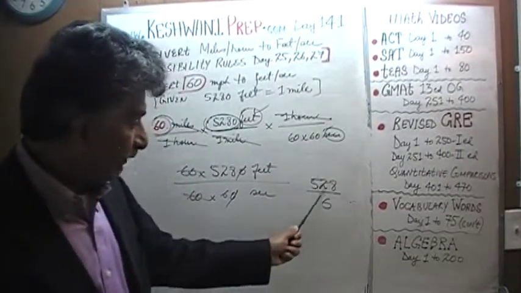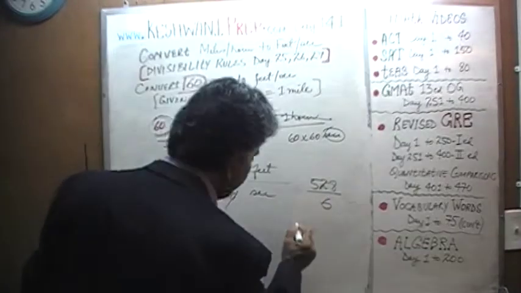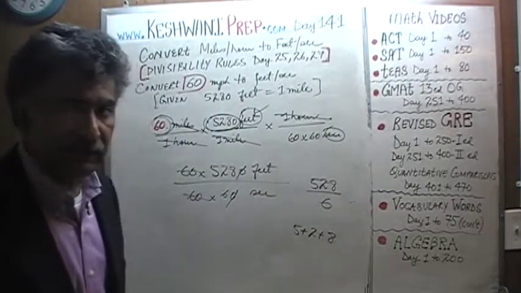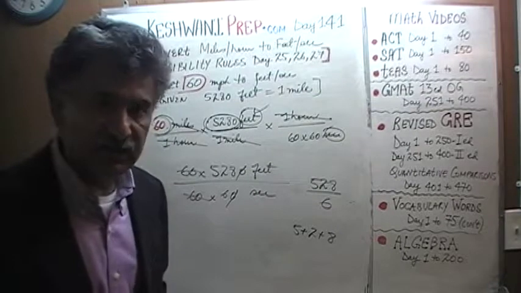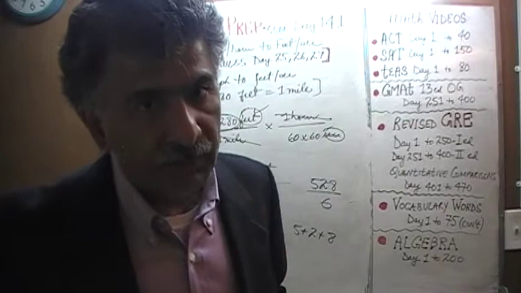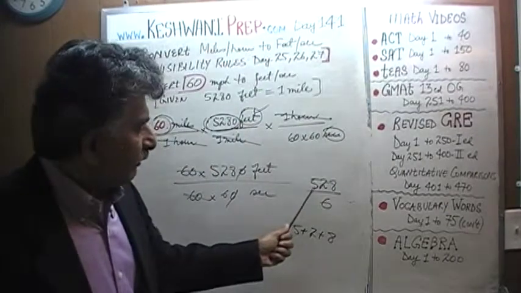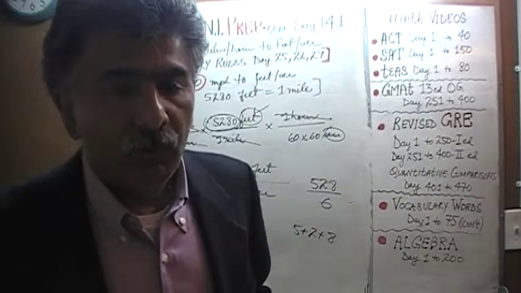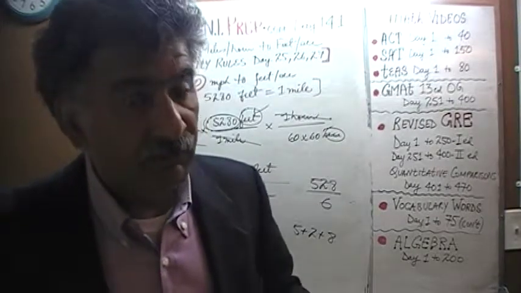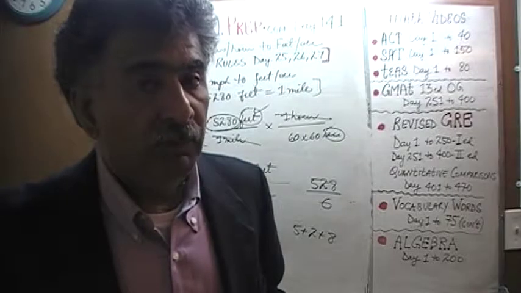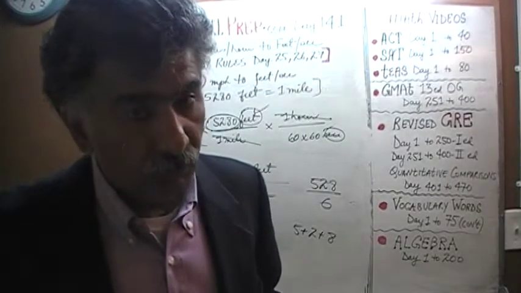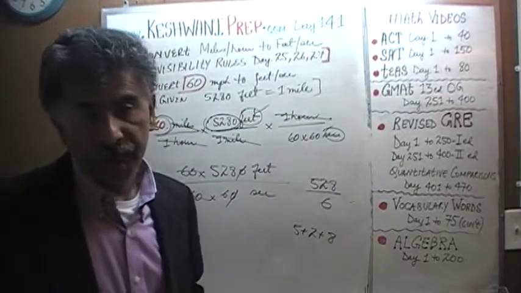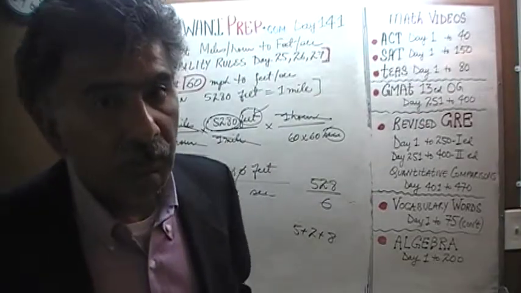Another thing we should notice is that 528 is made up of 5, 2, and 8. 5 plus 2 is 7, 7 plus 8 is 15. 15 is divisible by 3. We just found out that the sum of the digits of 528 is divisible by 3. So here we have a number which is an even number, which means it's divisible by 2, but also happens to be divisible by 3. If a number is divisible by 2 and by 3, then it must be divisible by 6. We learned that on day number 25. This number is in fact evenly divisible by 6.